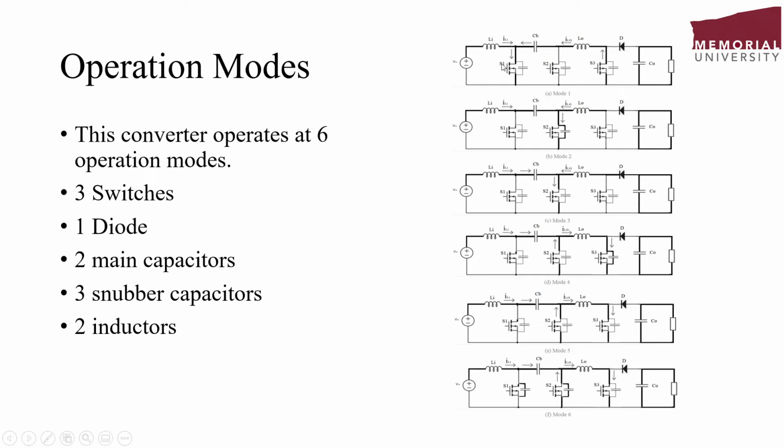At the end of this mode, S1 and S3 turn off, and because of the current of Lo, it can discharge the S2 snubber capacitor, and after that in mode 3 we can turn S2 on under ZVS condition, and now the stored energy in Li will go to the blocking capacitor, and the stored energy in Lo will go to the output capacitor and load.